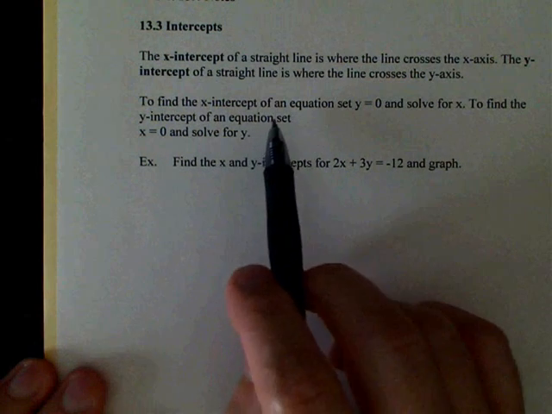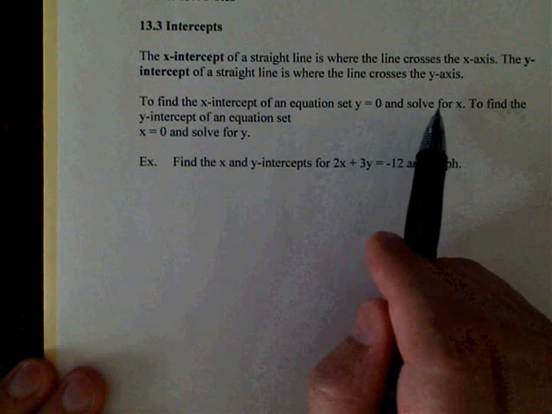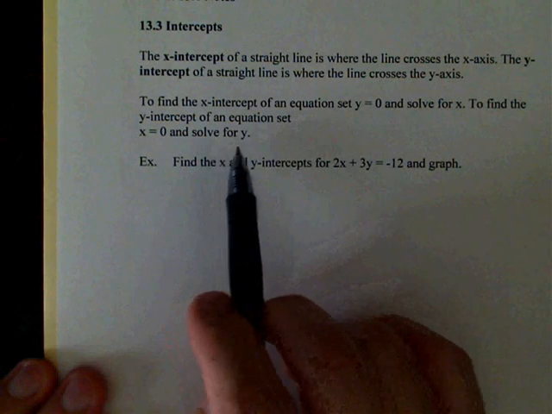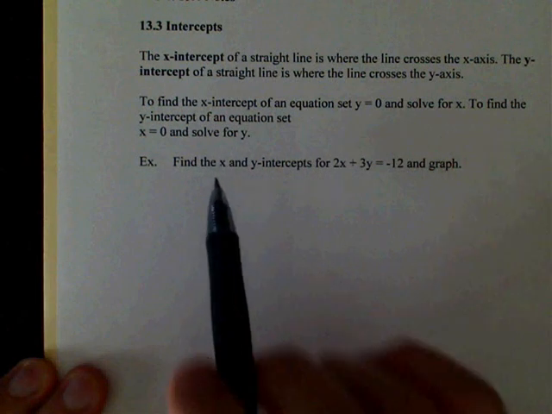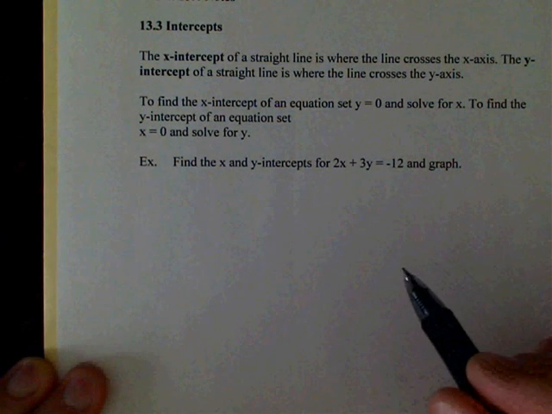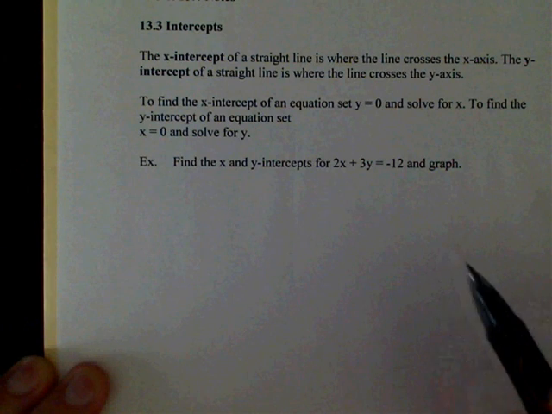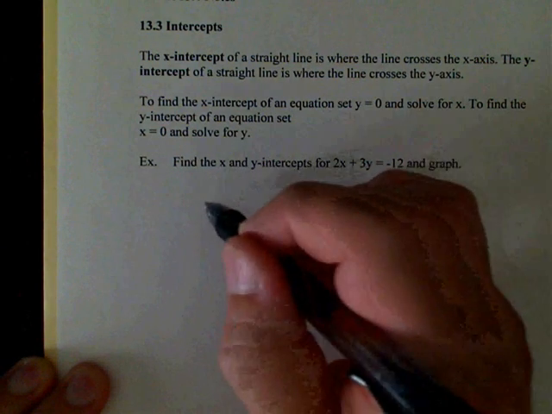To find x-intercepts, set y equal to 0, solve for x. To find y-intercepts, set x equals 0 and solve for y. Now let's do this example, and we'll do another one just to make sure that we're all comfortable with what we're doing.